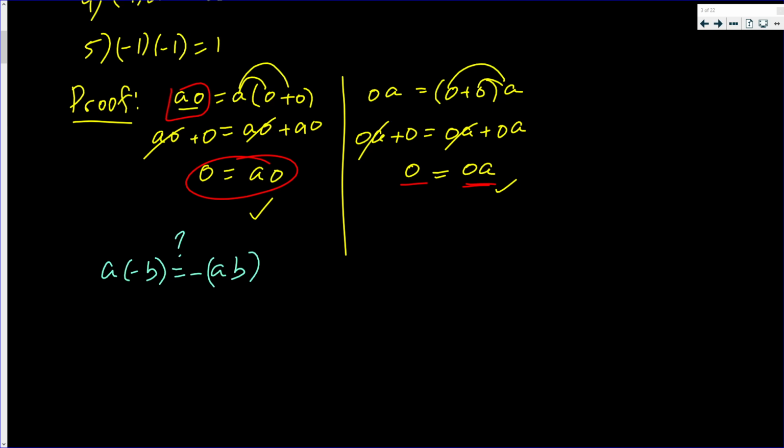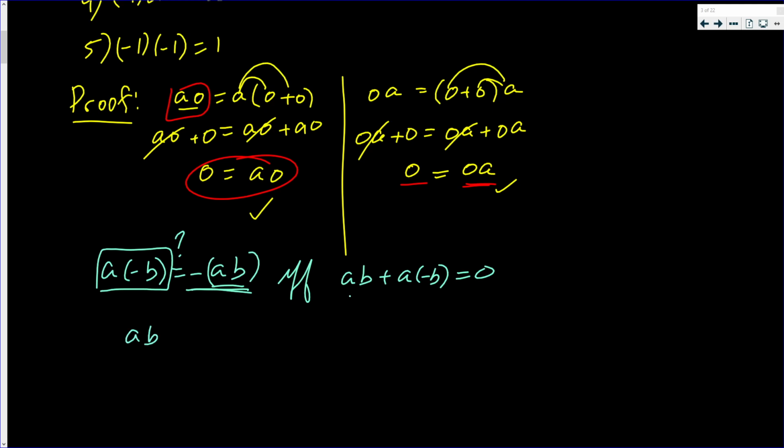Well, if and only if. Now remember, this is the inverse of ab. Now we know that if I take ab and I add its inverse, which I'm claiming is that, I'll get 0. Okay, so let's get our hands dirty. I'm going to take this and see if it equals 0. ab plus a times negative b.